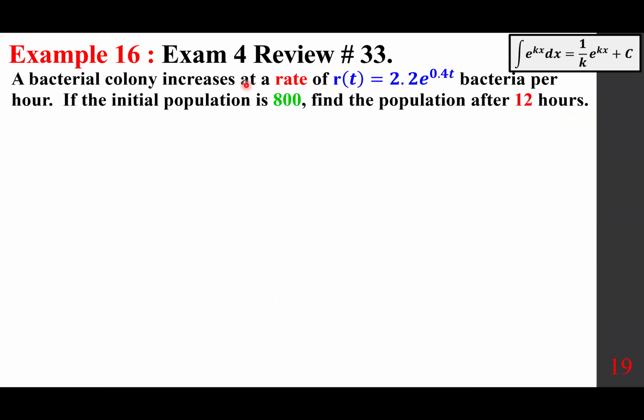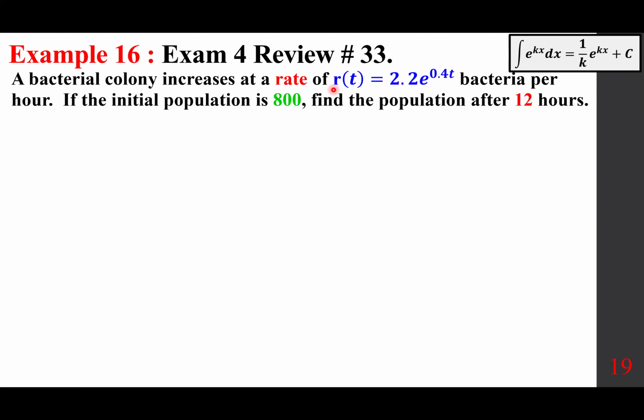A bacterial colony increases at the rate of r(t) = 2.2 e^(0.4t) bacteria per hour. If the initial population is 800, find the population after 12 hours. Bear in mind, this is the rate, this is the derivative of a function.